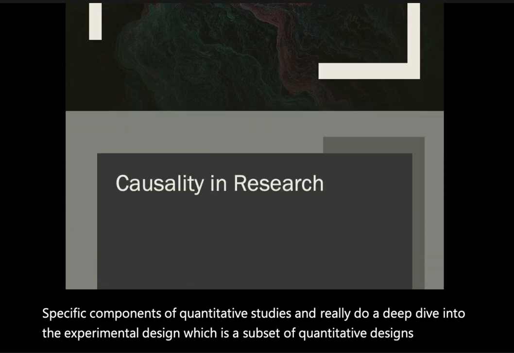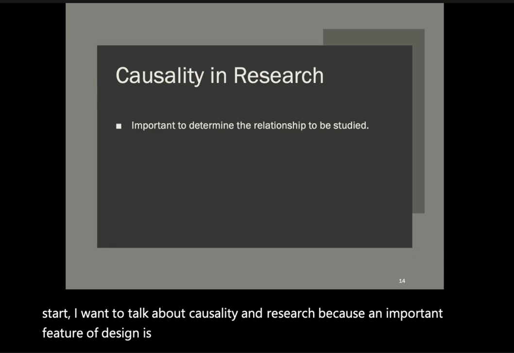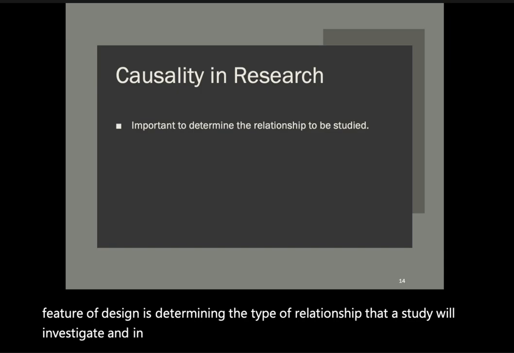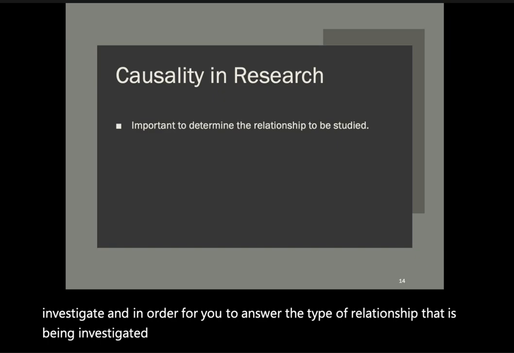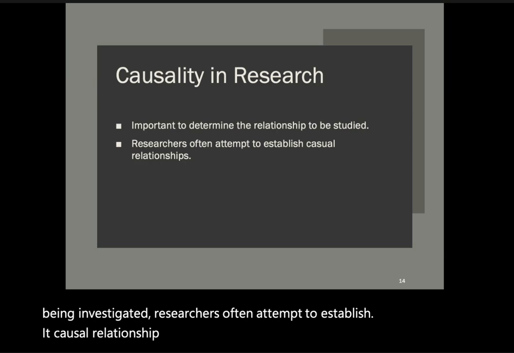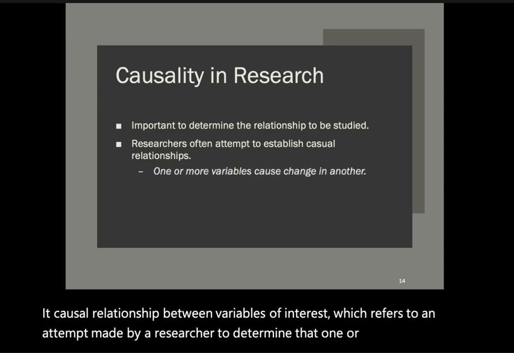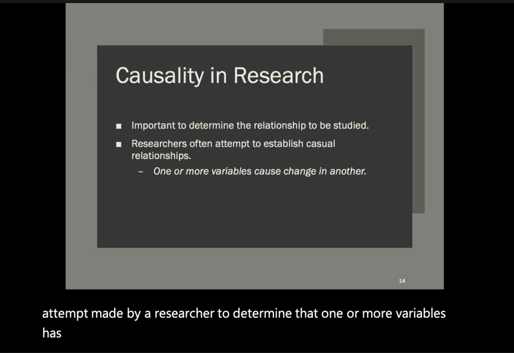So to start, I want to talk about causality in research because an important feature of design is determining the type of relationship that a study will investigate. And in order for you to answer the type of relationship that is being investigated, researchers often attempt to establish a causal relationship between variables of interest, which refers to an attempt made by a researcher to determine that one or more variables has changed or caused the change in another variable.